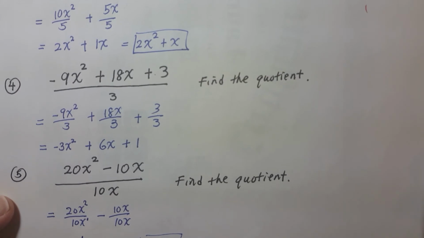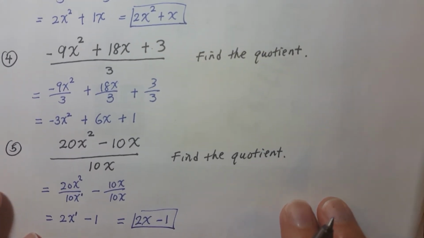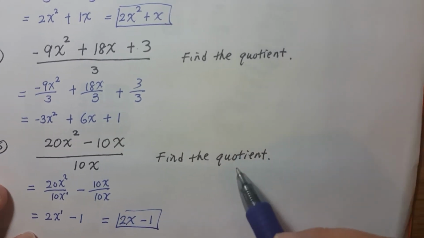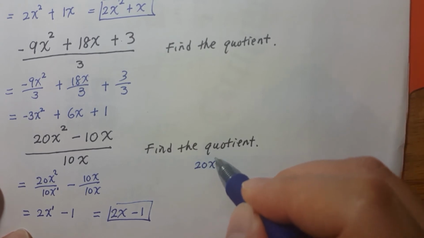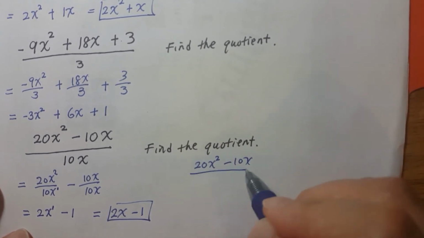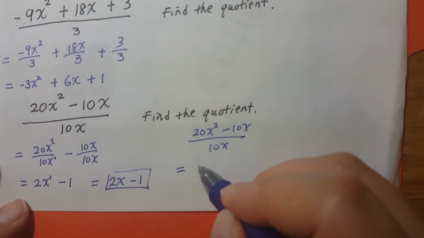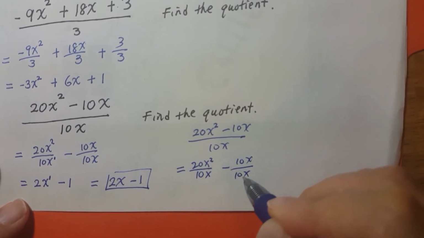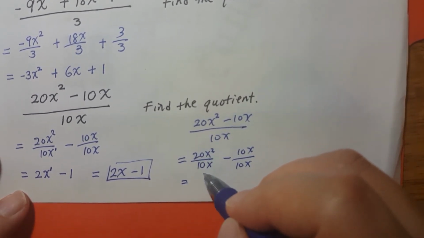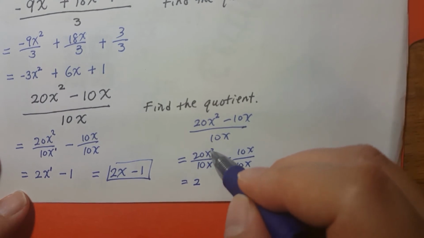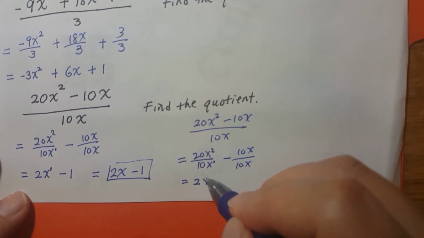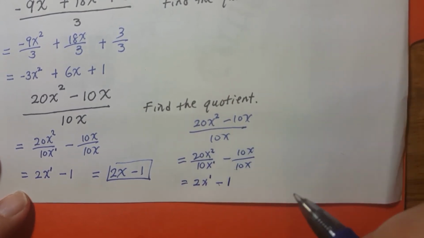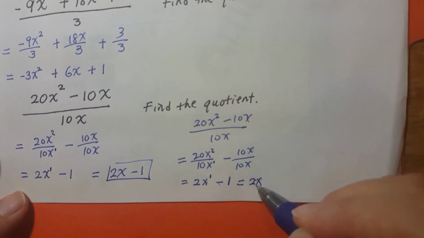So we finished question number 5. Let's do it over one more time. So you get 20x squared minus 10x divided by 10x. I'm going to rewrite into 20x squared over 10x minus 10x over 10x. And then 20 divided by 10 is 2. And then you subtract the exponent. 2 minus 1, so x to the first power, and minus 10x divided by 10x. It's divided by itself, equal to 1. So that's why the answer is 2x minus 1.